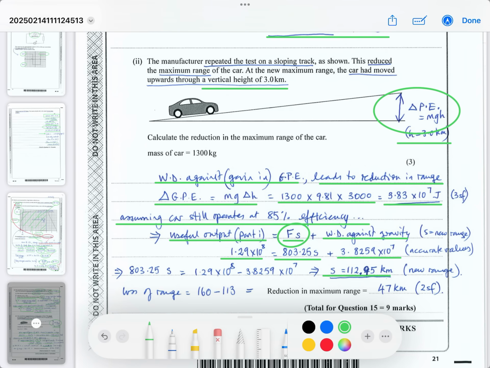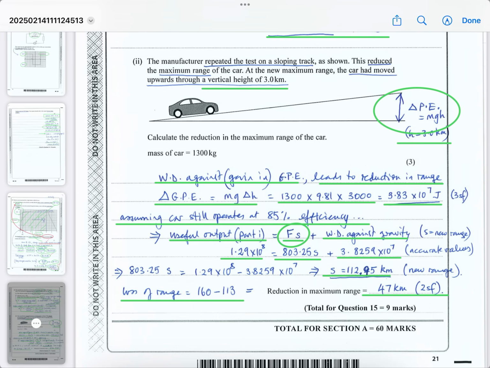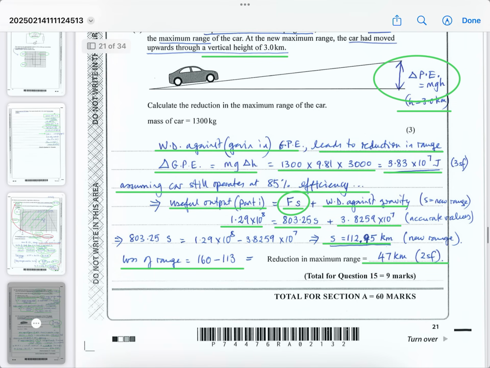And therefore the loss of range: before, on the straight road, it was 160, and now it's 113 kilometers, the new range. So the reduction in the maximum range going uphill will be 47 kilometers. So you can go 47 kilometers less in your range if you're working against gravity, which makes sense, doesn't it? Okay, so that brings us to the end of section A.